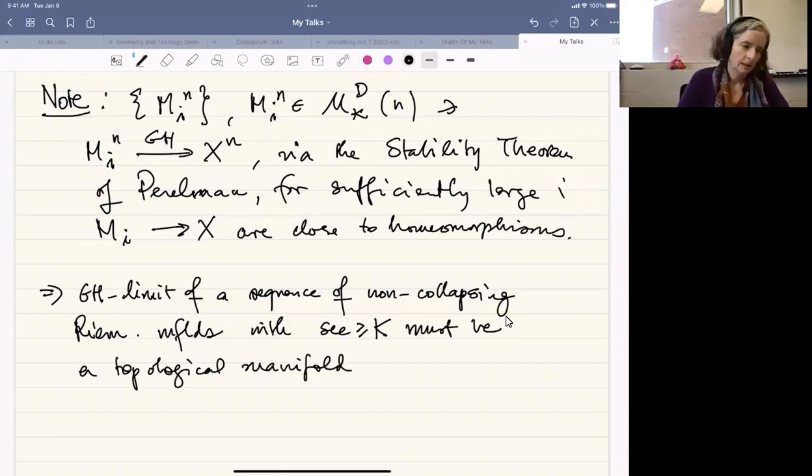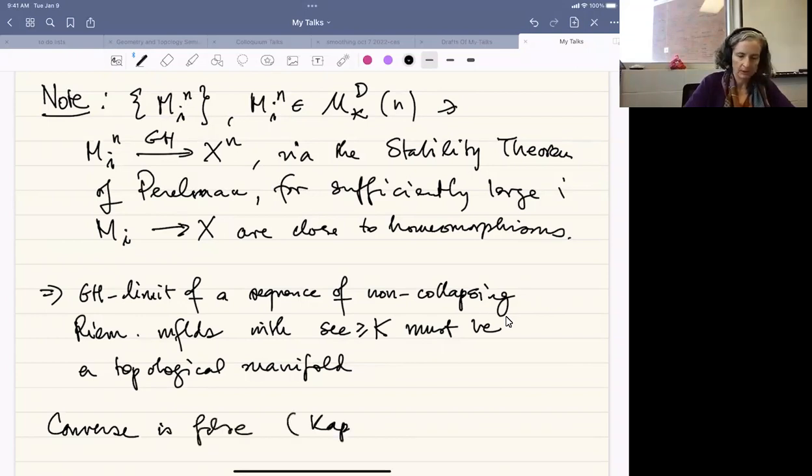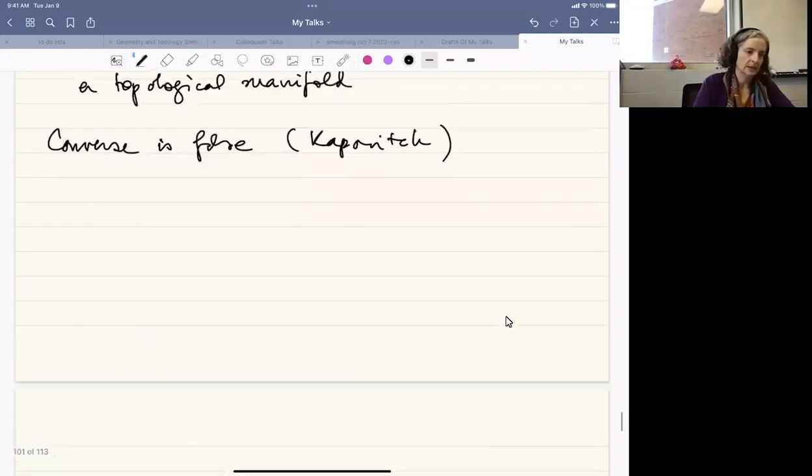Okay, on the other hand, Vitali Kapovitch showed that not all closed topological manifolds are indeed Gromov-Hausdorff limits of non-collapsed closed manifolds with a uniform lower curvature bound. So I want to say the converse is false, and that's due to Kapovitch. I'm going to put up his theorem in a second. Before I do, though, this leads us to the following definition, which has to do with the title of the talk.